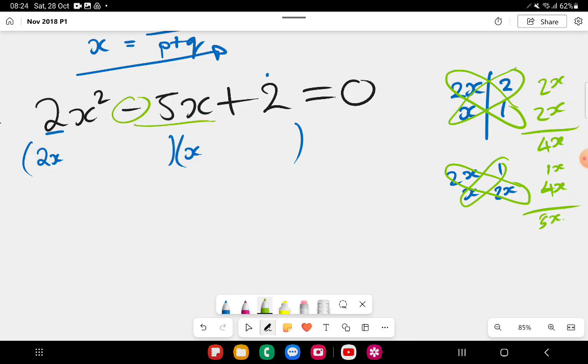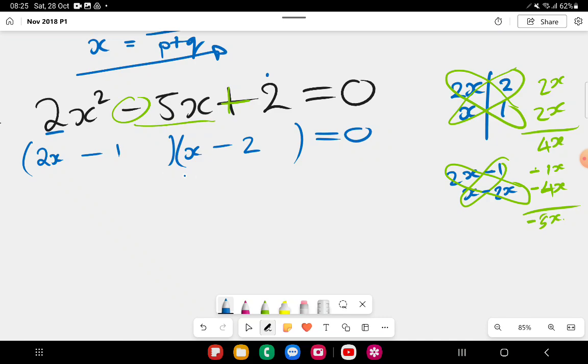But I want minus 5x. So now minus x and minus 4x gives me minus 5x. Minus and minus gives me plus. So I'm happy with that. So my answer here is going to be that's minus and that's minus. 2x minus 1 and x minus 2 equals 0. Now, we have not yet solved for x.